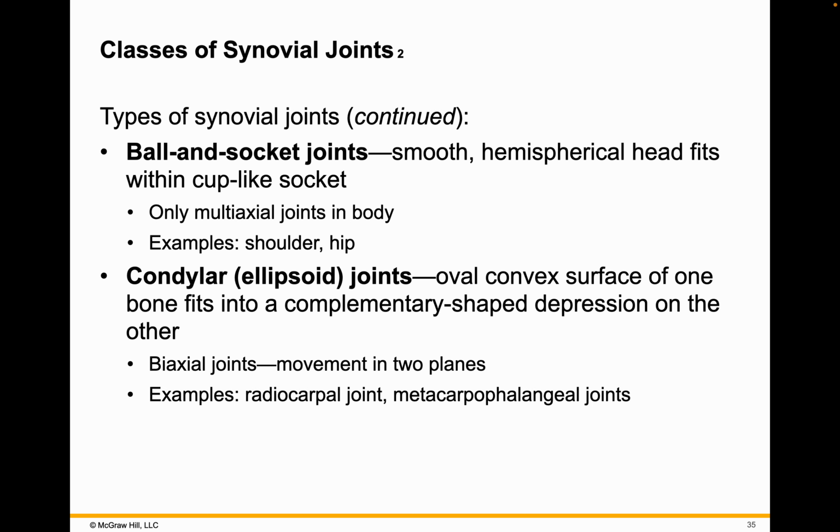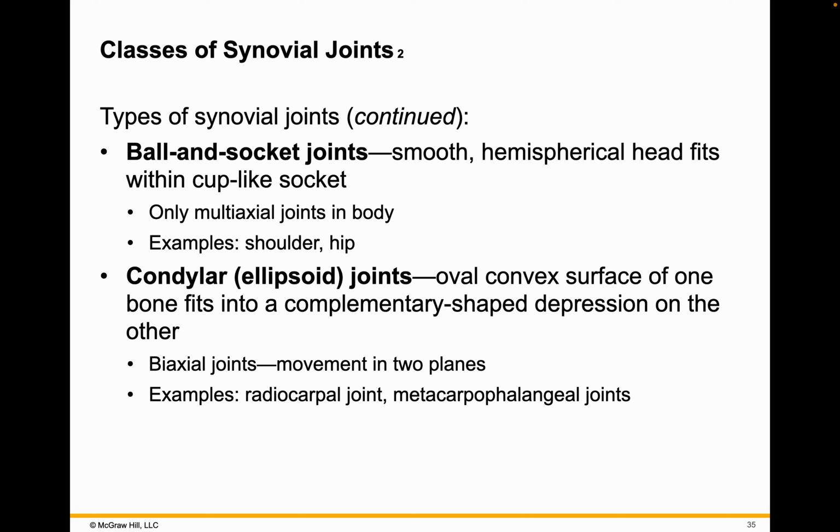Ball and socket joints have a smooth hemispheric head that fits within a cup-like socket. They are the only multiaxial joints in the body. The shoulder and the hip are both ball and socket joints. The structure of the ball and socket is much different in the shoulder than it is in the hip, which is why we have a greater range of motion in the shoulder than we do in the hip.